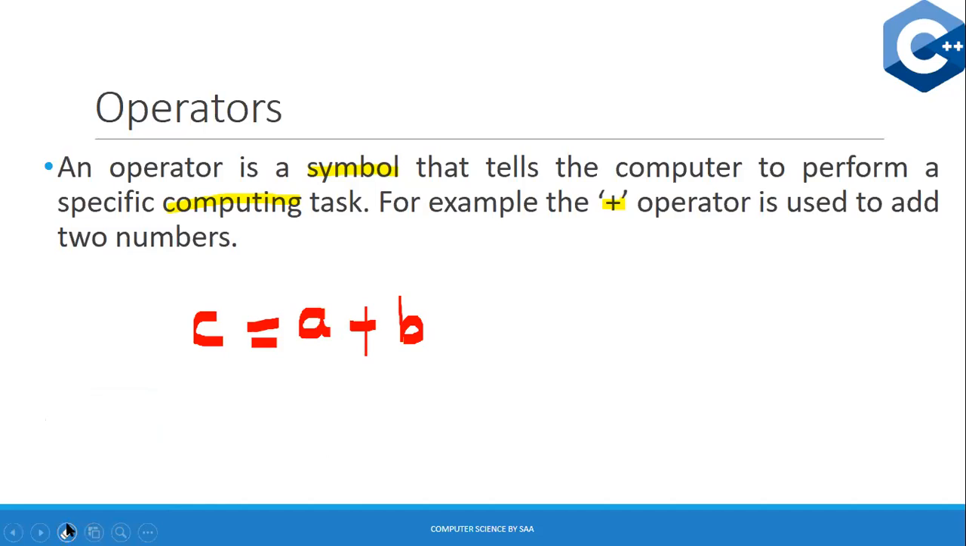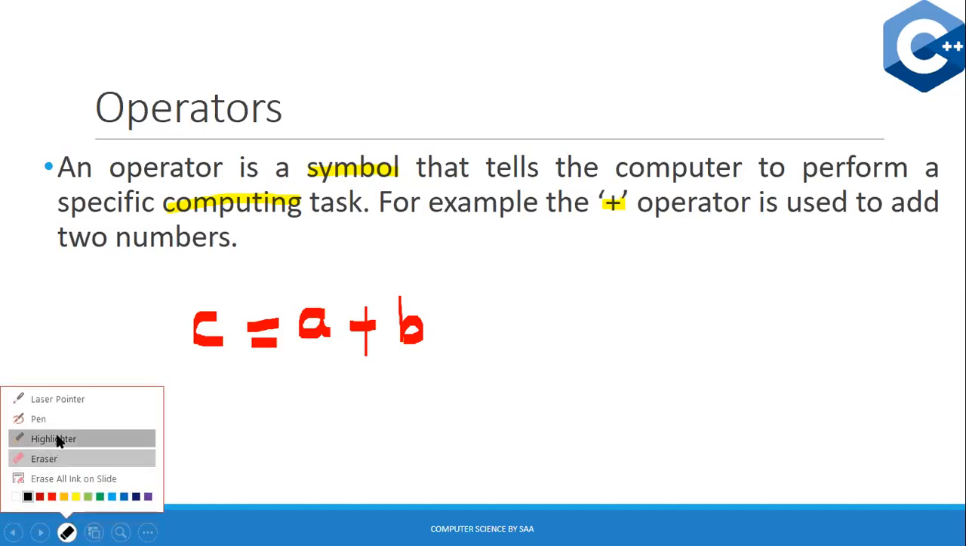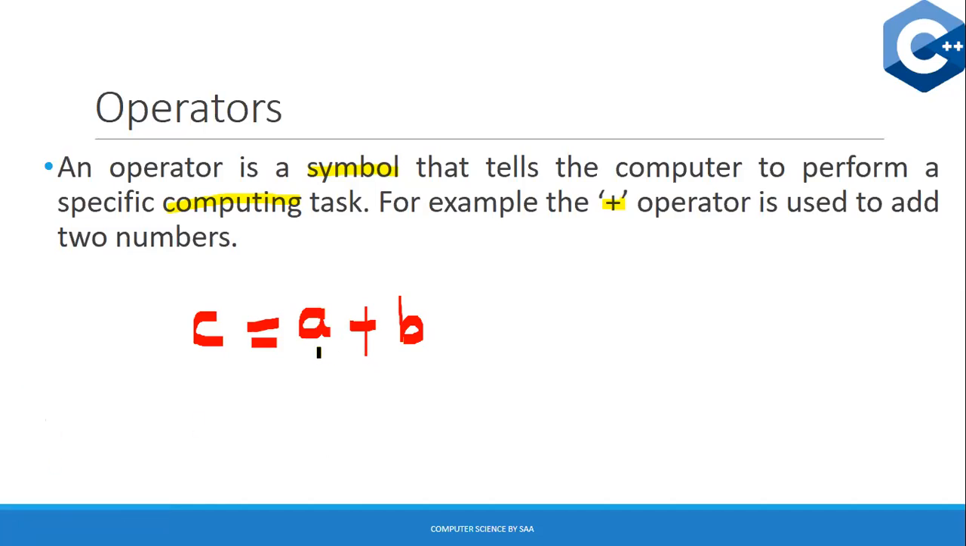So A and B are known as the operands. Operands are those variables or numbers on which some type of operation is performed. Here, this addition symbol or plus symbol is known as the operator, and operator is applied on two operands. In this example, these operands are A and B.